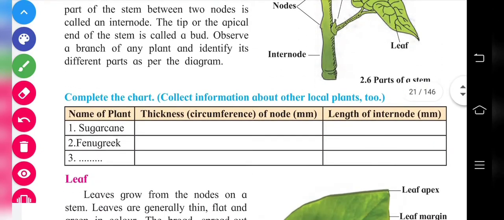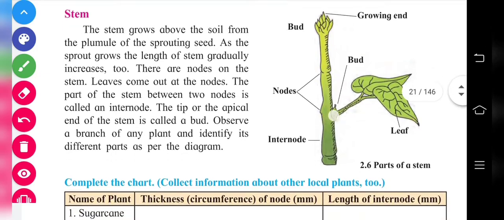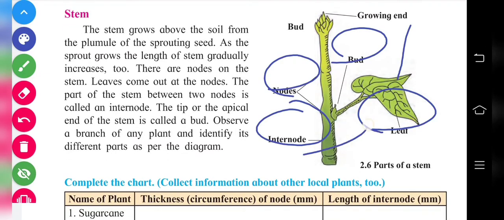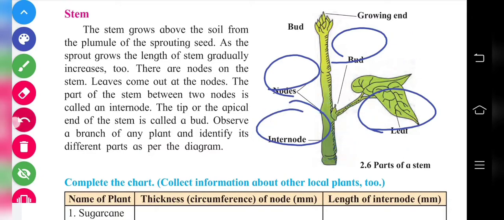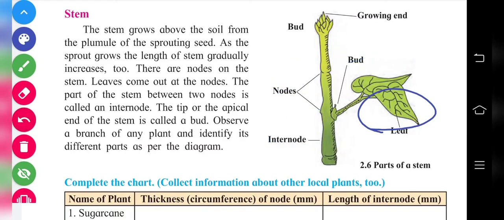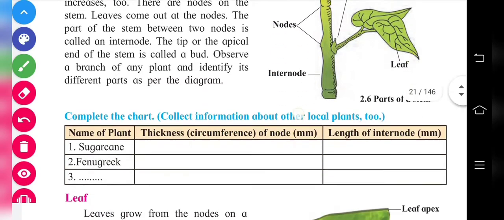So here it is given that you complete the chart according to sugarcane and prune green, those are the two plants. You can note the thickness and the length of the internodes. What is an internode? Internode means this part, is it? This part is called the internode, in between the two leaves. Okay, so you can observe according to that.